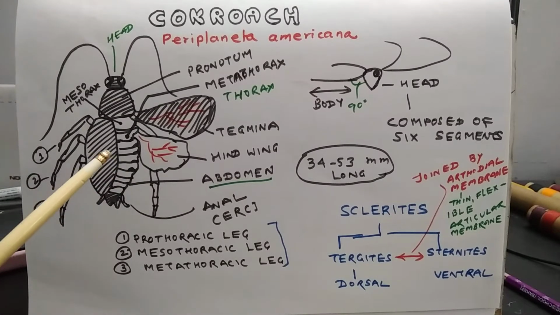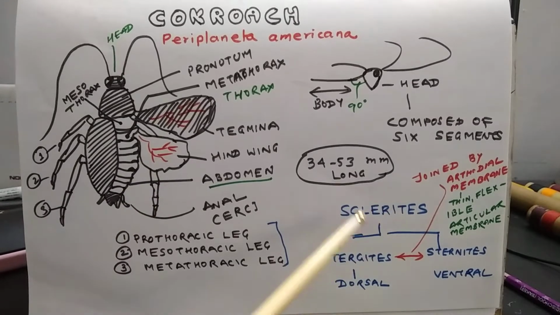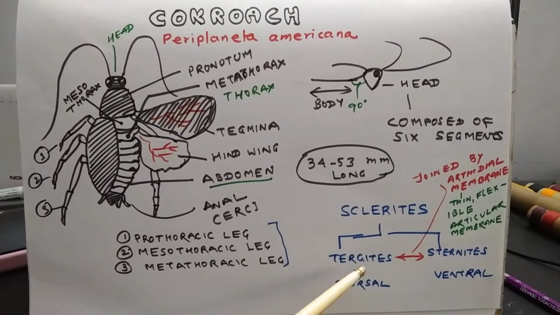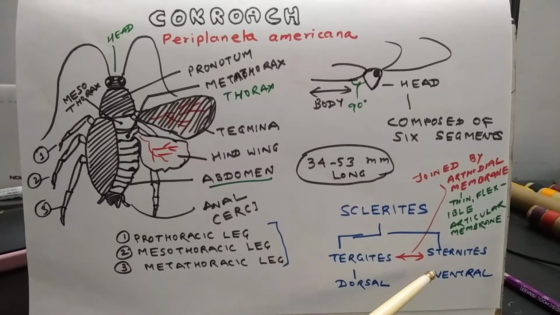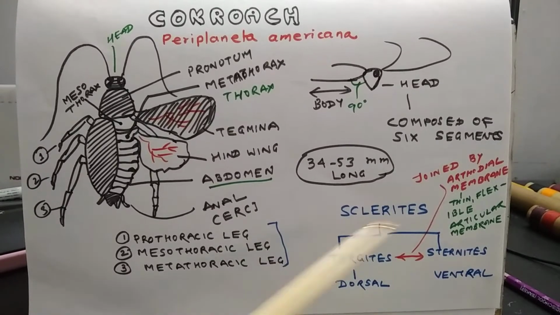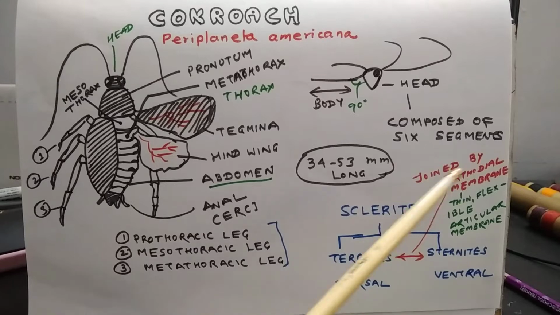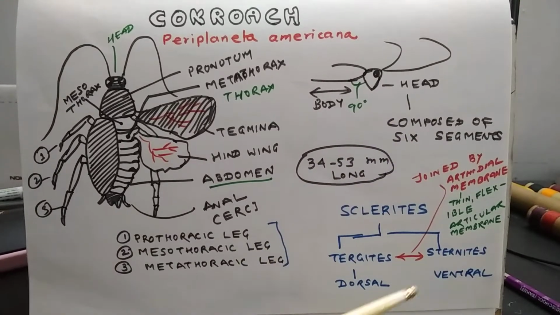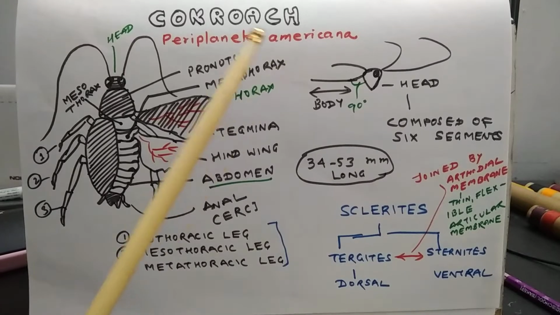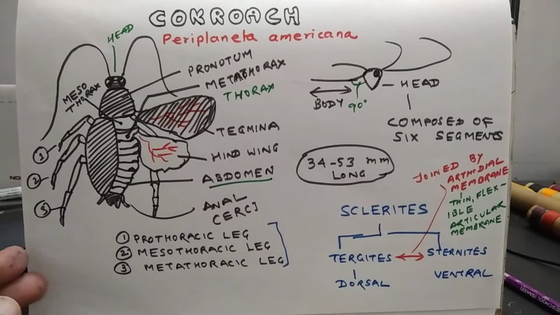The abdomen is divided into 10 segments, and these segments are called sclerites. The sclerites on the dorsal surface are called tergites, and those on the ventral surface are called sternites. A tergite and sternite are joined together by a thin flexible membrane which is articular in nature. Which means movement is possible between tergites and sternites, and these membranes are called arthrodial membrane.